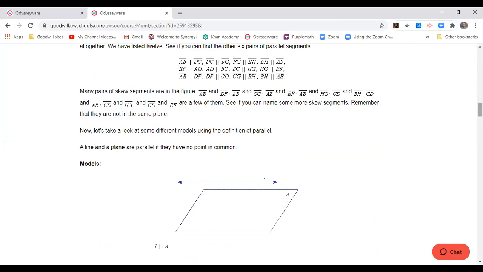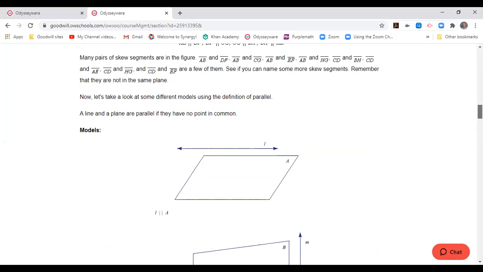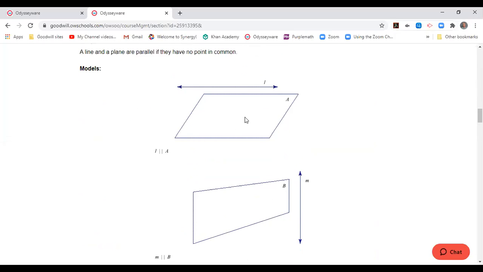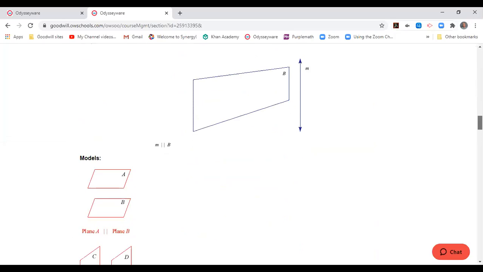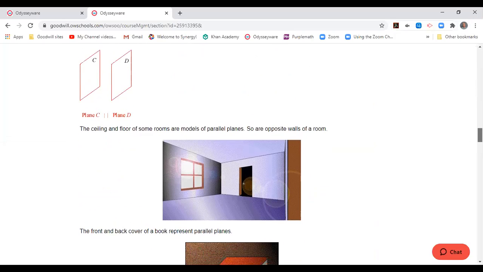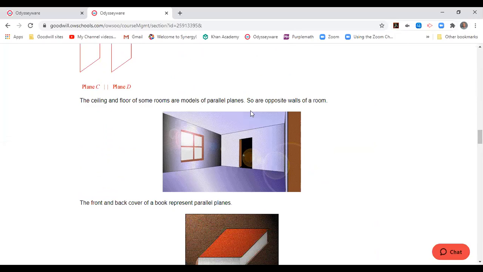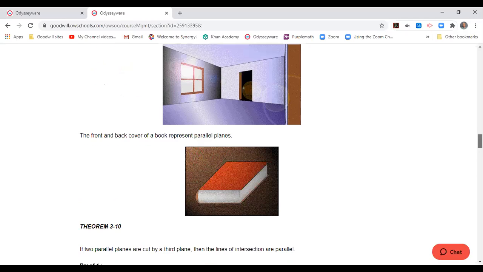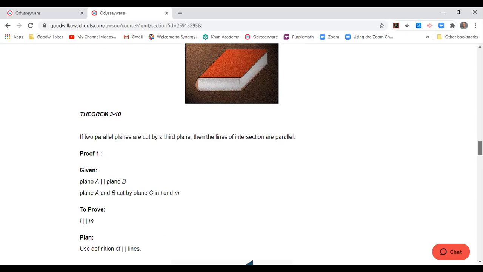So when you get into more of these parallel situations, you start to look at shapes like a parallelogram. You have these sides here that are parallel and those sides parallel, the top and the bottom. A lot of different examples are going to be used here of parallel planes. They use the same one here as I mentioned before, the ceiling and the floor. Opposite walls can be parallel, front and back book covers. Those are parallel planes.